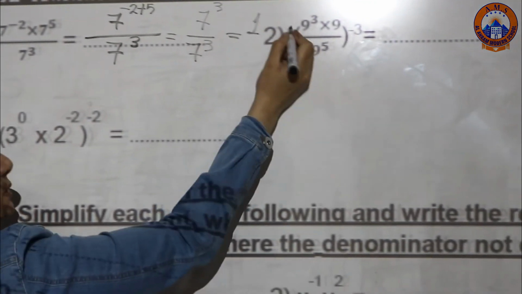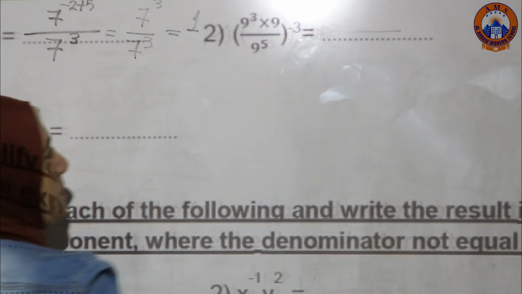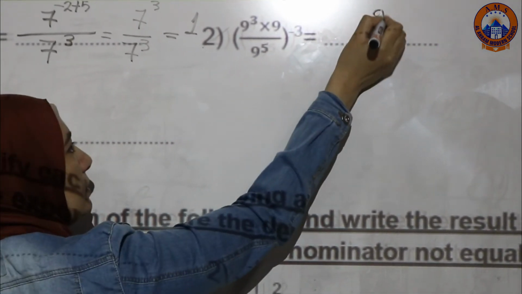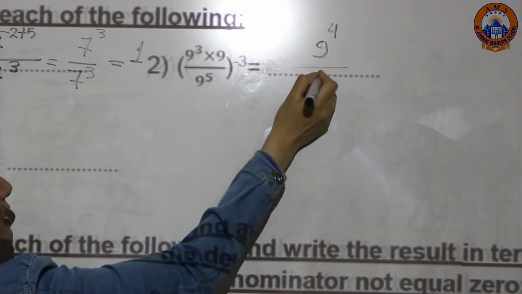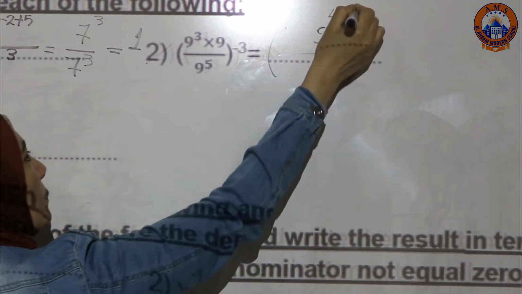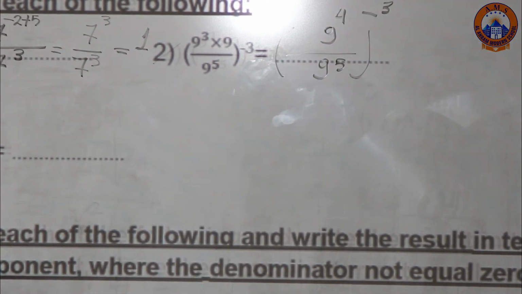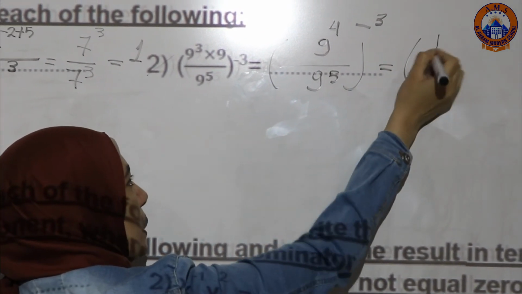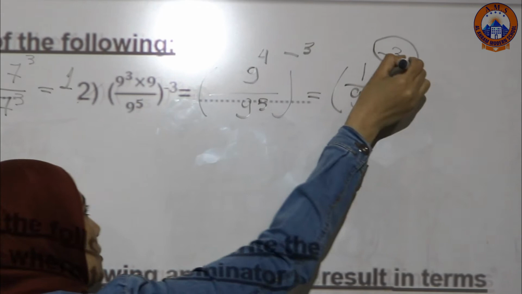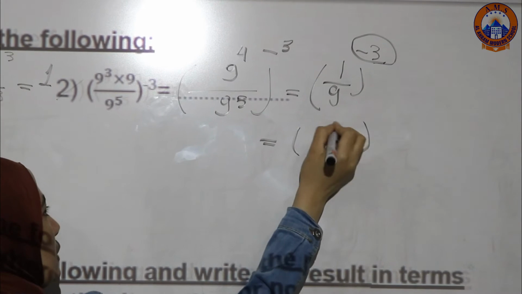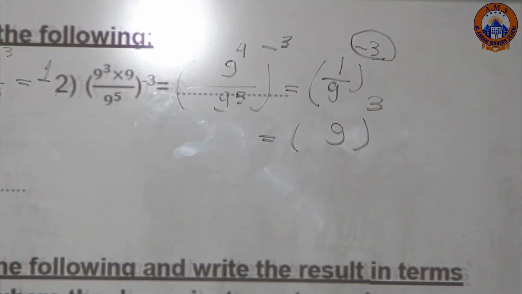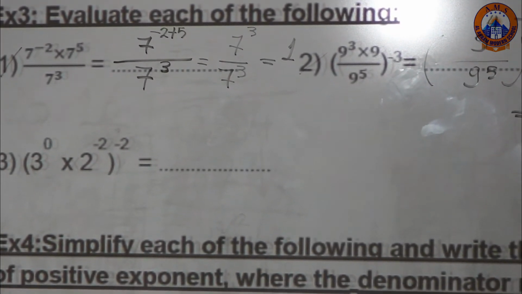Okay, exercise number 2. Collect the numbers up. You have 9 to the power 3 plus 1 equals 4, and you have down 9 to the power 5, all to the power negative 3. Finally, it will be 1 over 9, all to the power negative 3. You still have a negative power, so you have to flip to replace the negative by positive. It will be 9 to the power 3. Try to do this by yourself.